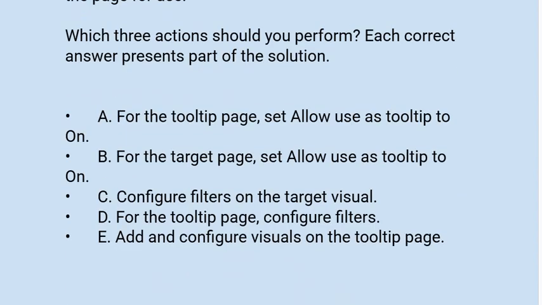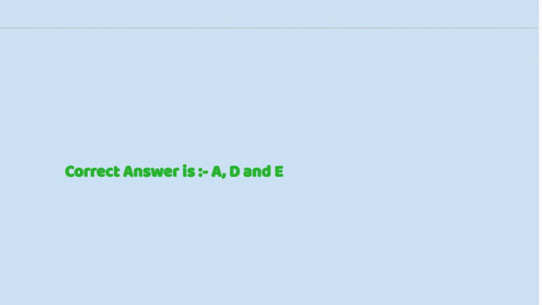Option A. For the tooltip page, set Allow Use as Tooltip to On. Option B. For the target page, set Allow Use as Tooltip to On. Option C. Configure filters on the target visual. Option D. For the tooltip page, configure filters. Option E. Add and configure visuals on the tooltip page. Correct answer is option A, D and option E.